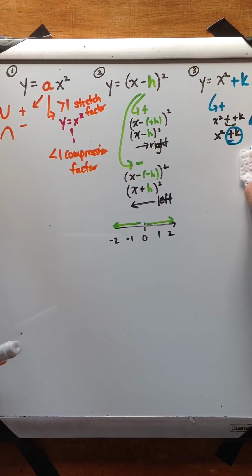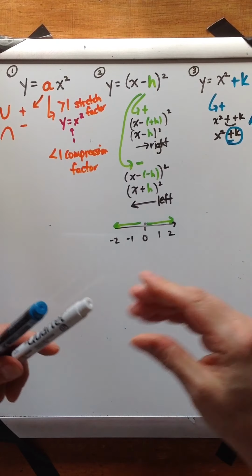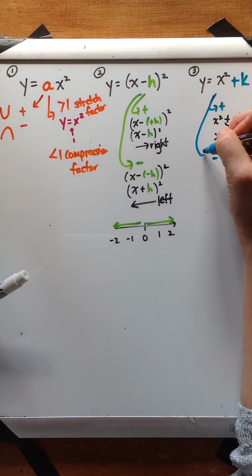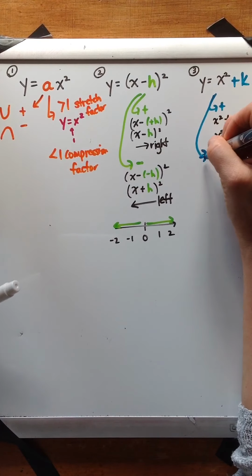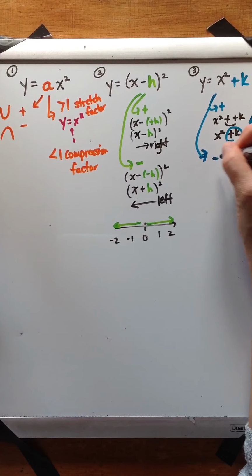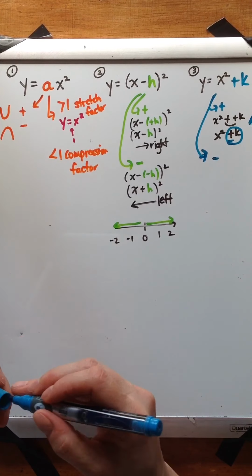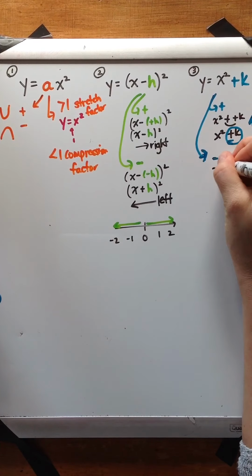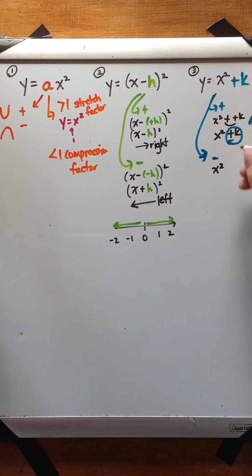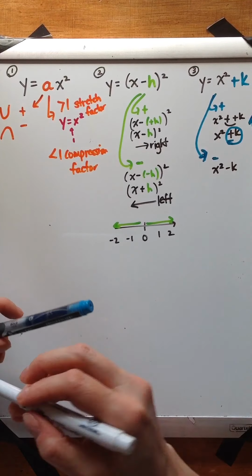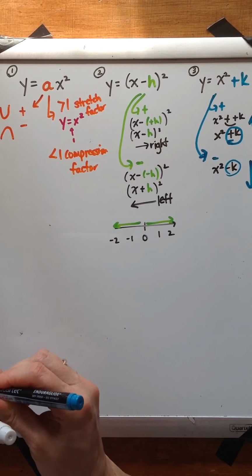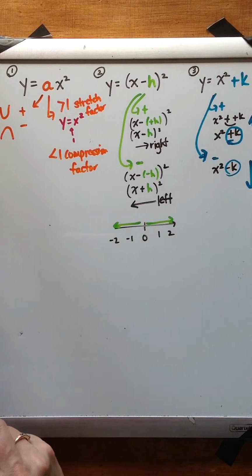Okay? So in a similar fashion, if k is negative, what does that do to the y equals x squared parabola? Well, if we have a negative value of k, we're going to see it as x squared, and then we're going to put in our negative k value. And again, that's nice because what we see is what we get. This is going to take our entire parabola and shift it down its axis of symmetry.